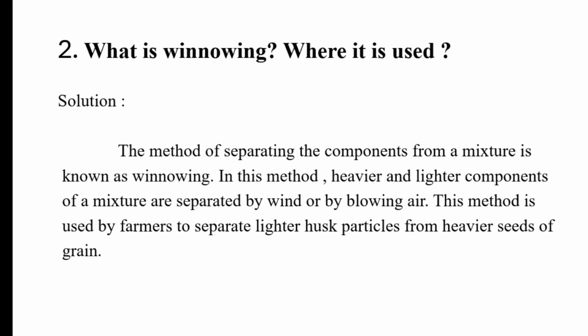Second question, what is winnowing and where is it used? The method of separating the components from a mixture is known as winnowing. In this method, heavier and lighter components of a mixture are separated by wind or by blowing air. This method is used by farmers to separate lighter husk particles from heavier seeds of grain.